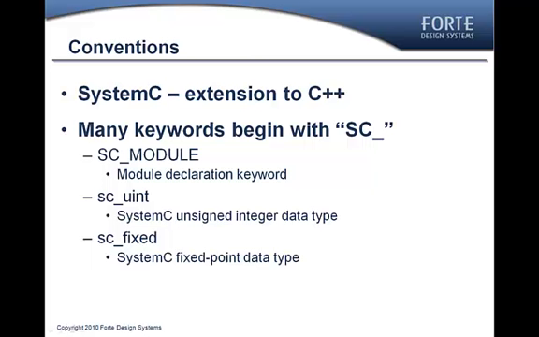and bit accuracy. When looking through the SystemC code presented today, you will notice that many of the internal names begin with SC underscore. No big mystery. This stands for SystemC. You will see this in such things as the module declaration keyword SC module, as well as with some simple data types like SC uint for unsigned integers and SC fixed for fixed point data types.